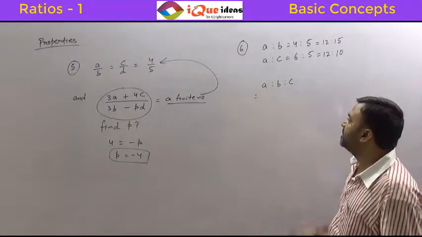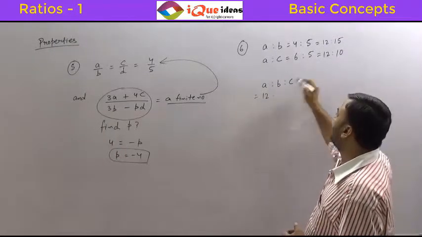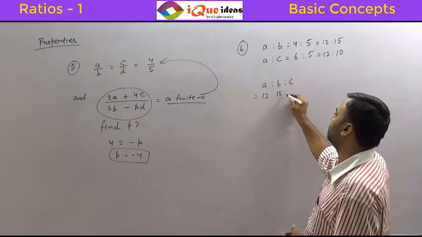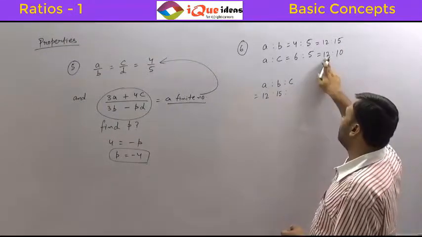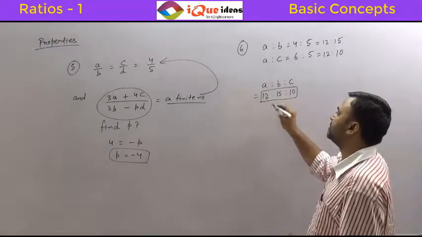Now A is to B is to C. So I'll just write below this. Corresponding to A, we have got number 12. In that case, when A is 12, B is 15 from here. So we write 15 in place of B. And corresponding to A 12, C should be 10. So this is the final ratio. 12 is to 15 is to 10.